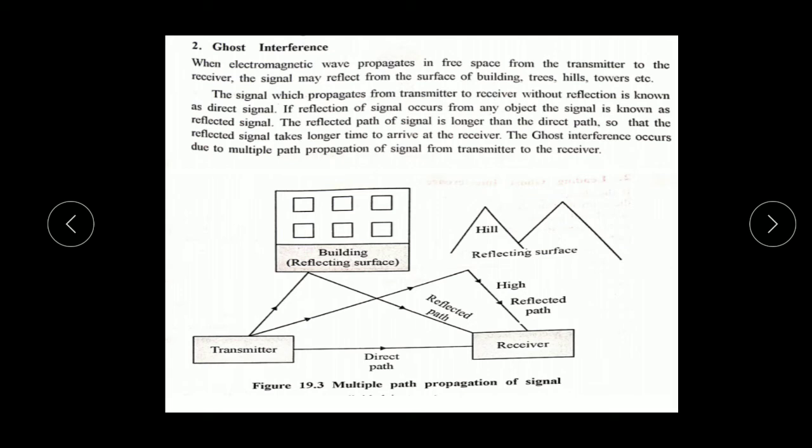Ghost interference occurs due to the multi-path propagation of the signal from transmitter to the receiver. This is a direct path, and this is a reflected path from the hills, so the path distance is more than the direct path. So the duration of signal propagation is more than the direct path. The direct path signal reaches the receiver faster than the reflected signal.